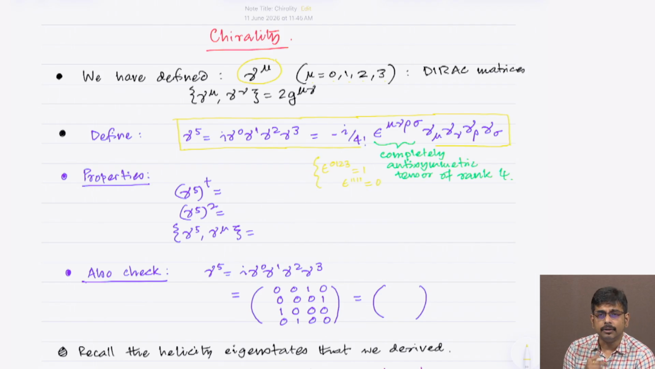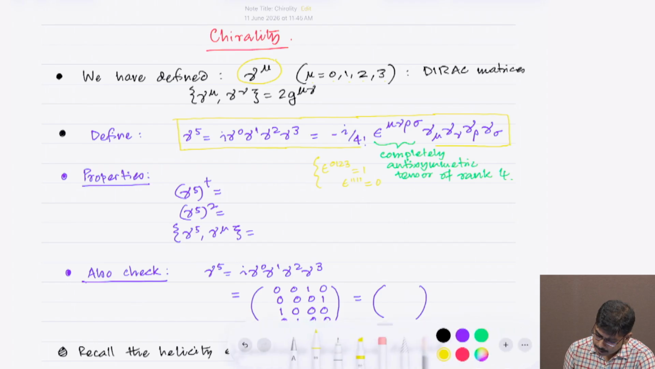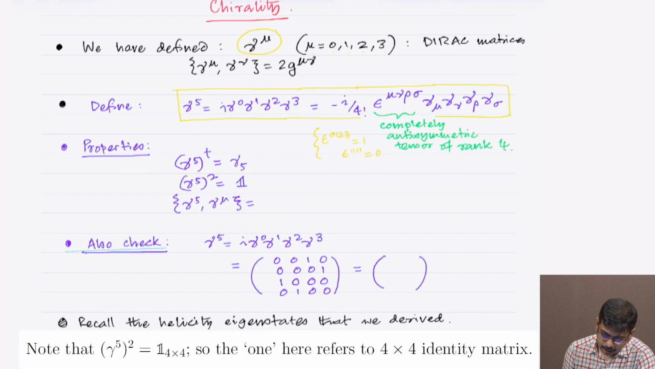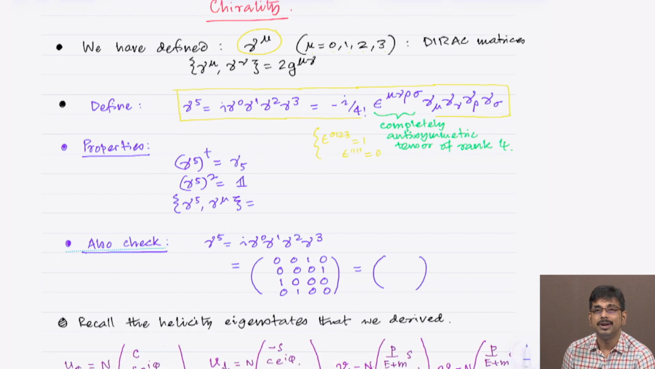With this definition of gamma 5, like i gamma 0, gamma 1, gamma 2, gamma 3, we can find that there are some interesting properties of this gamma 5 matrix, which are going to be very useful in defining something called chirality. First of all, gamma 5 dagger is equal to gamma 5. Gamma 5 square is equal to 1, and the anti-commutation of gamma 5 with gamma mu is equal to 0.